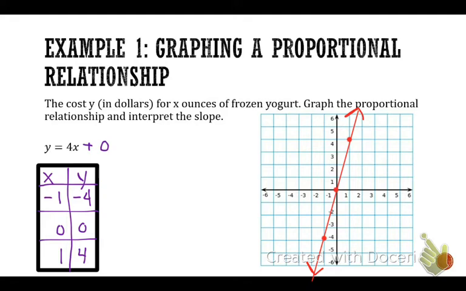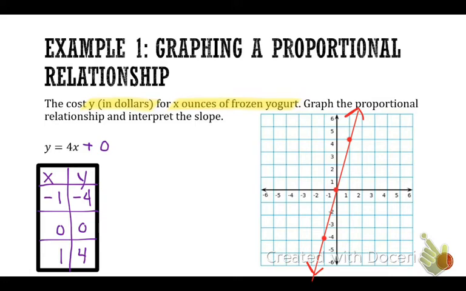All right, here's why. That means when my x value is 0, what did x stand for in the original problem? What did x stand for? Ounces of frozen yogurt. Do you see that? I just highlighted it in the original. What did y stand for? Dollars. So here's what this problem is telling me. If I buy no frozen yogurt, meaning if my x value is 0, how much money am I going to pay?